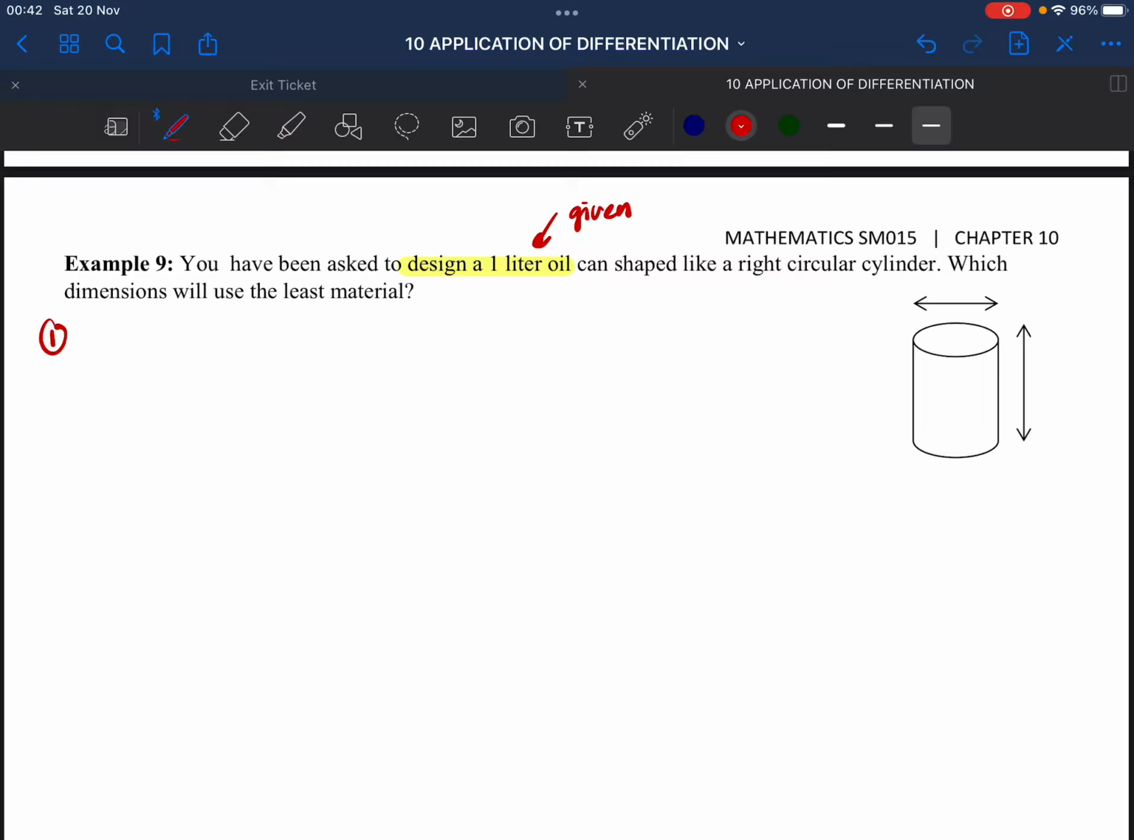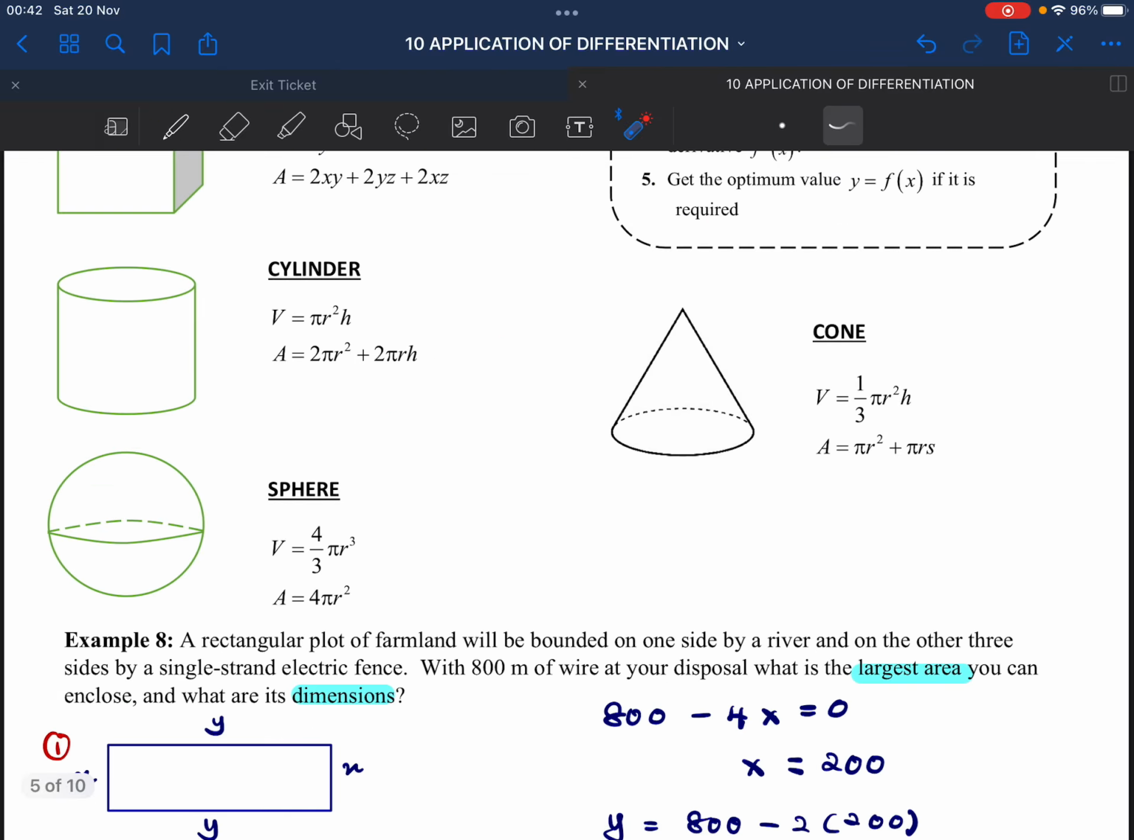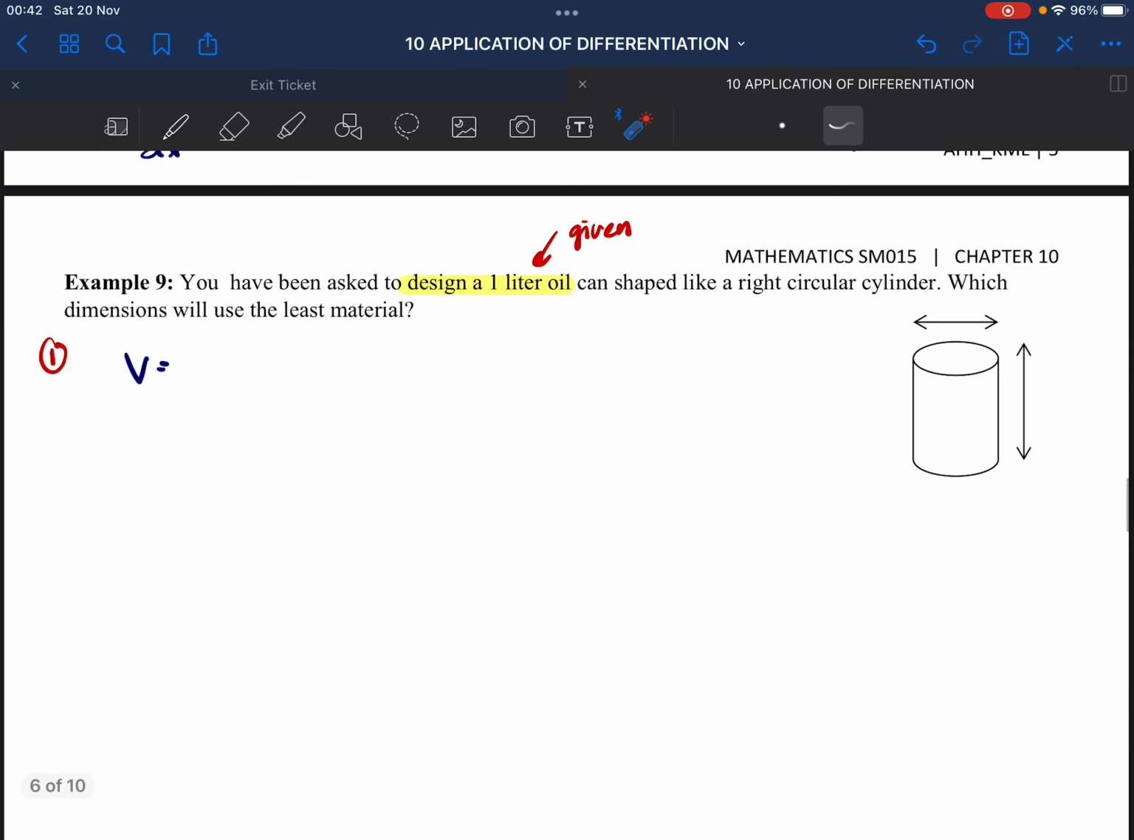So design a 1 liter oil can, that means that is the volume, the volume of the cylinder. So volume for cylinder, balik semula kat sini, is pi r square h. So V equals pi r square h. So we have our volume is 1 liter. Now we are going to use milliliter. So 1 liter tukar kepada milliliter, we are going to have 1000 equals pi r square h. Okay, so just leave it like that. This is what is given to us from the question.